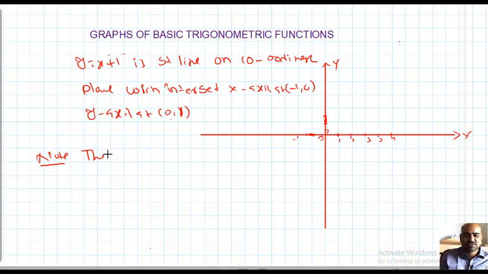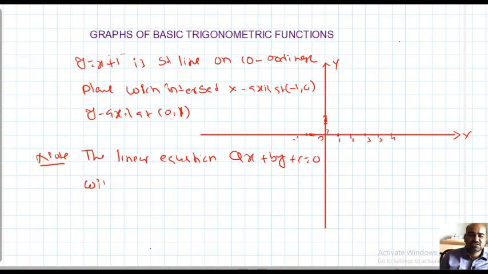The linear equation ax plus by plus c equal to 0, with one condition, that is mod a plus mod b not equal to 0, represents a straight line on the coordinate plane.